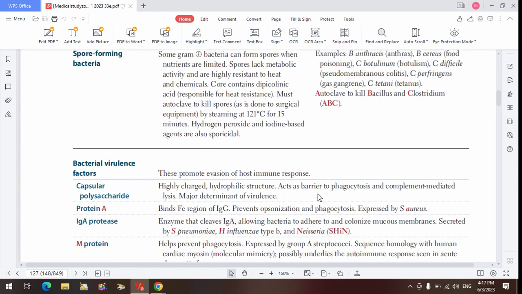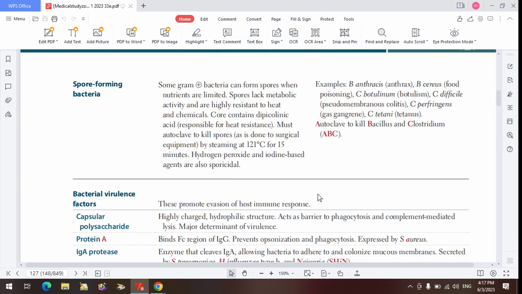Yeah, so most of these... Hi, Dr. Omade. Yes. Are these also the organisms that, because of the spore, are able to cause infection very rapidly?